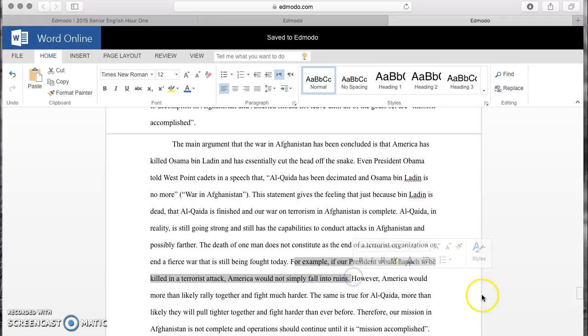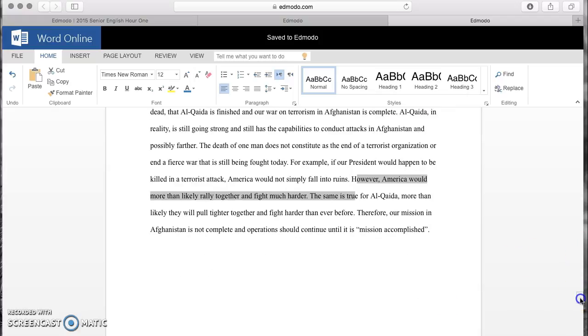For example, if our president would happen to be killed in a terrorist attack, America will not simply fall into ruins. However, America would more than likely rally and fight much harder. And then he continues on with some of his main points in his particular paper. The same is true for Al-Qaeda. More than likely, they will pull tighter together and fight even harder than before.